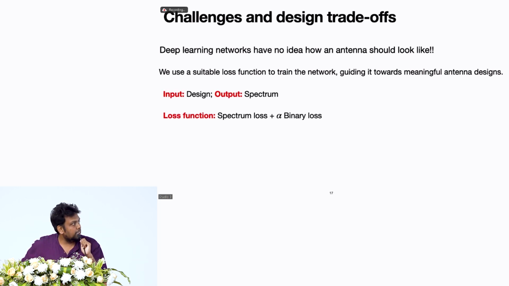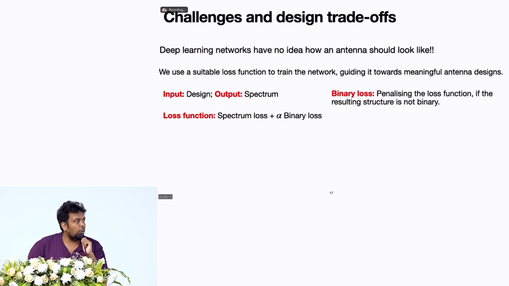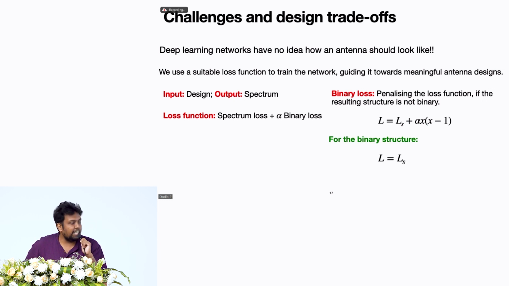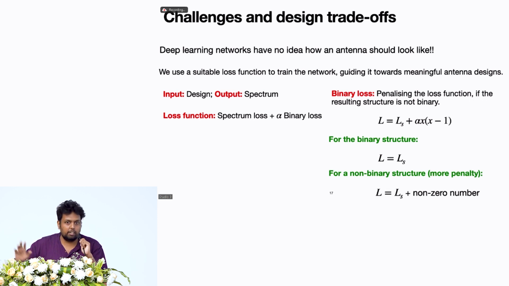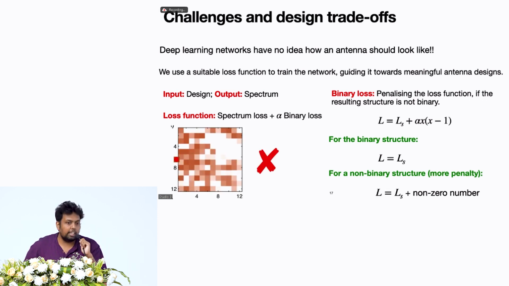What if we use spectrum loss plus binary loss? But what is binary loss? We penalize the loss function to say that if the resulting structure is not binary, increase the loss value and then learn the network. So for the binary structure, it will be just the spectrum loss. For the non-binary structure, it has to offer more penalty, Ls plus some non-zero number. And we see the structure that we get is this.